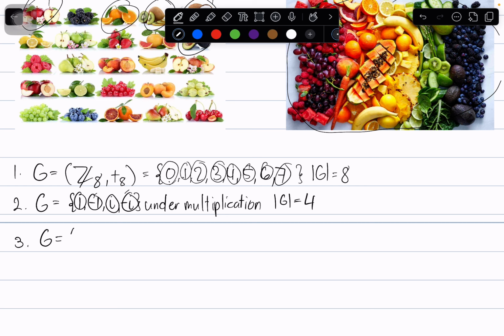Oh, sorry, it's not a bracket, it's parentheses. U9 under multiplication modulo 9. So this is now a finite group. This is what we call a finite group. It's a finite group since the elements of this group are a set of numbers that are co-primes of 9.